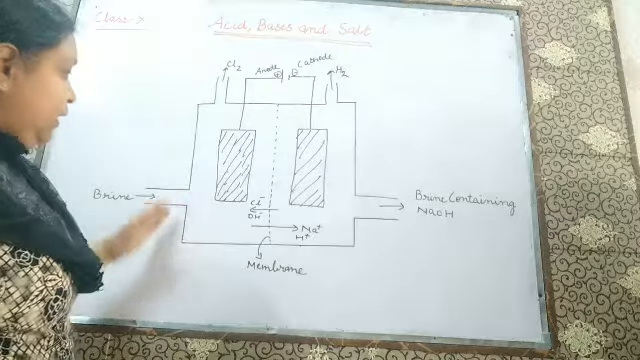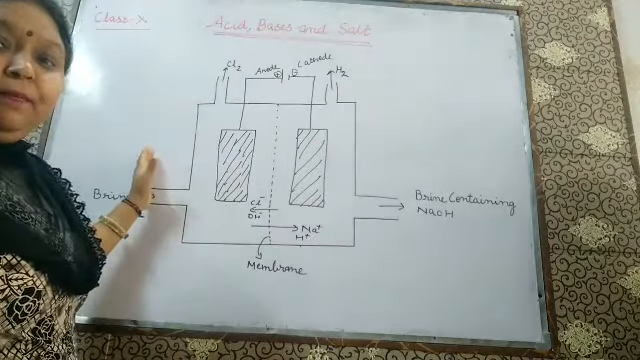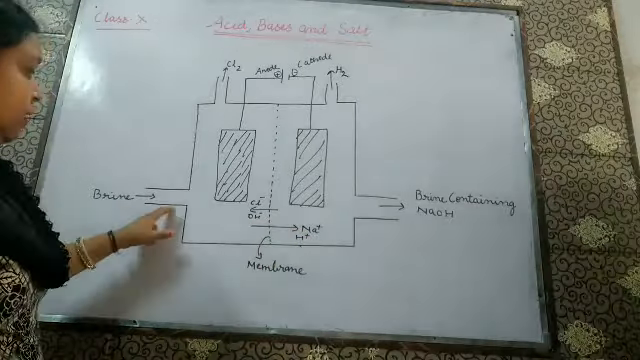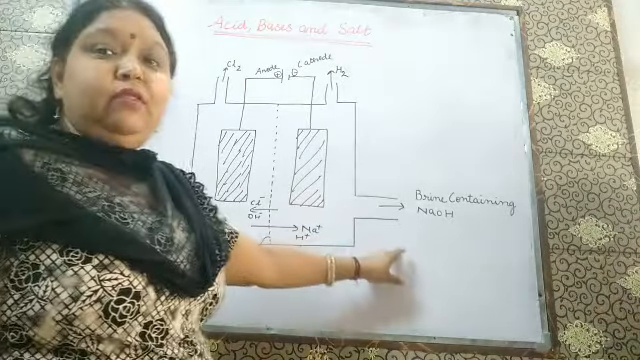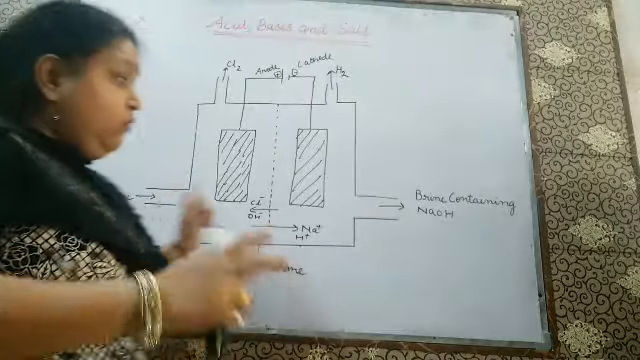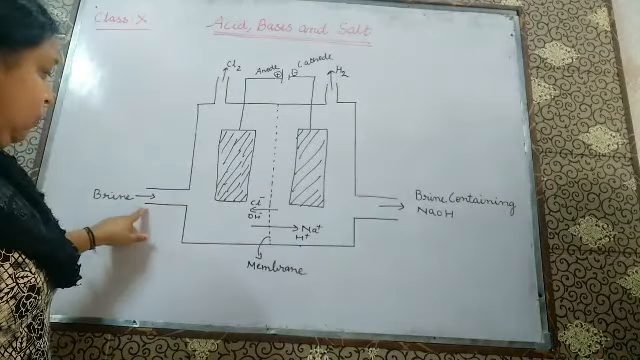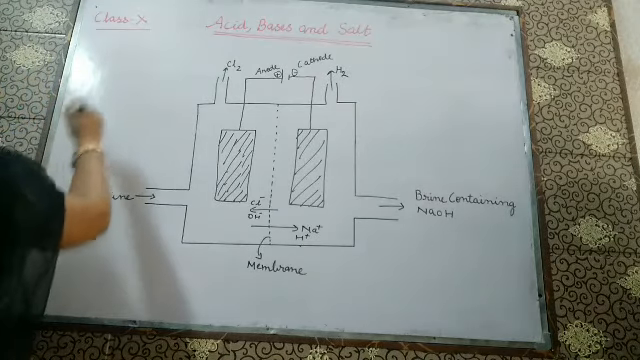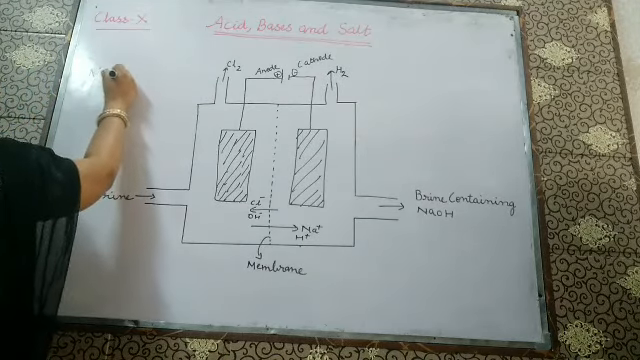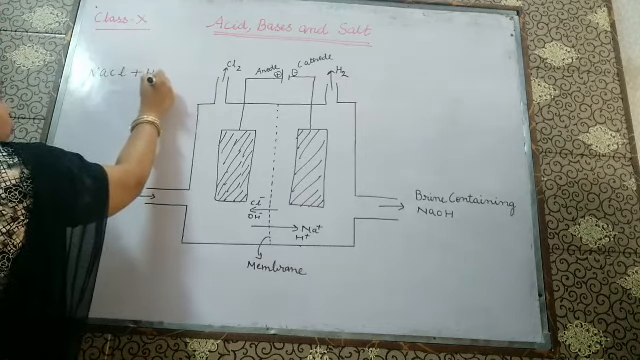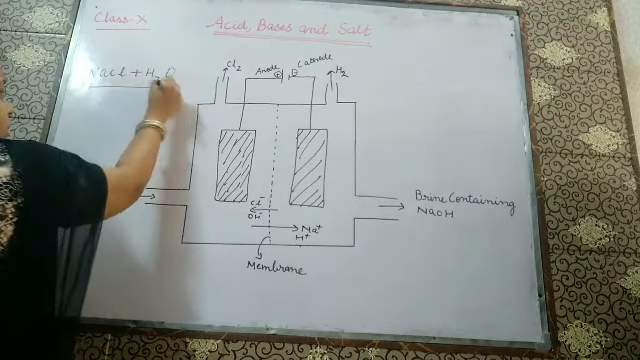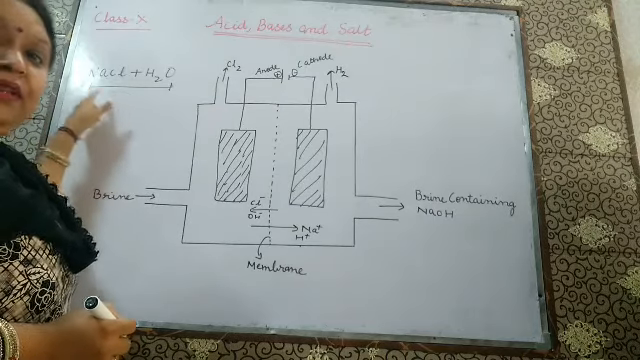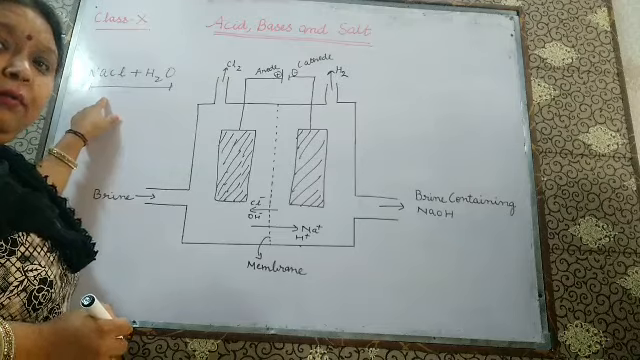You can see here an apparatus is set up. In this apparatus you have two outlets. You can see one is this side inlet and another one is outlet. Here we have taken brine solution. I have explained that whenever NaCl and water react with each other, that solution is called brine solution.